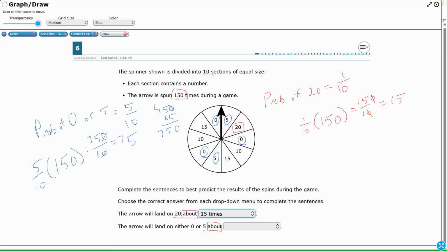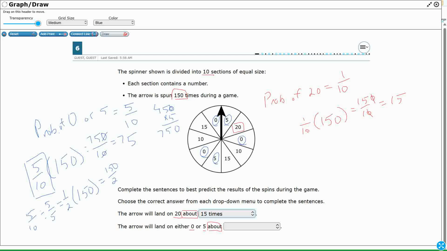Some of you noticed that we could have done that a little bit quicker by just looking at this right here. 5/10 can be simplified. Whenever you see a fraction like that, always look to see, can you simplify it? If you simplify it, that means we're generating an equivalent fraction that's easier to use. Look at that, 1/2. So if I did my 1/2 of 150, then really what I'm doing is I'm just multiplying straight across. 150 times 1 is 150. And I'm still going to divide that by 2.